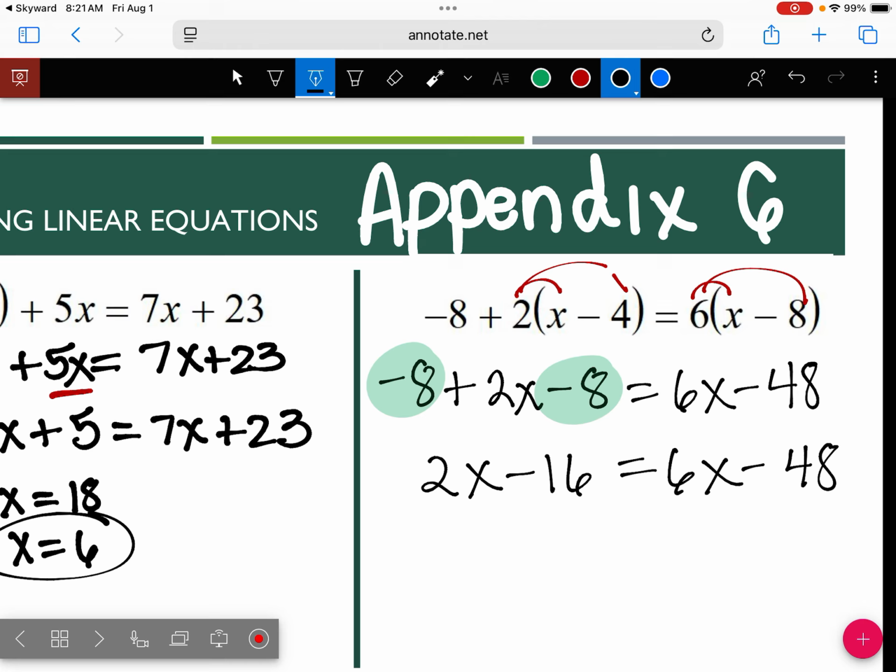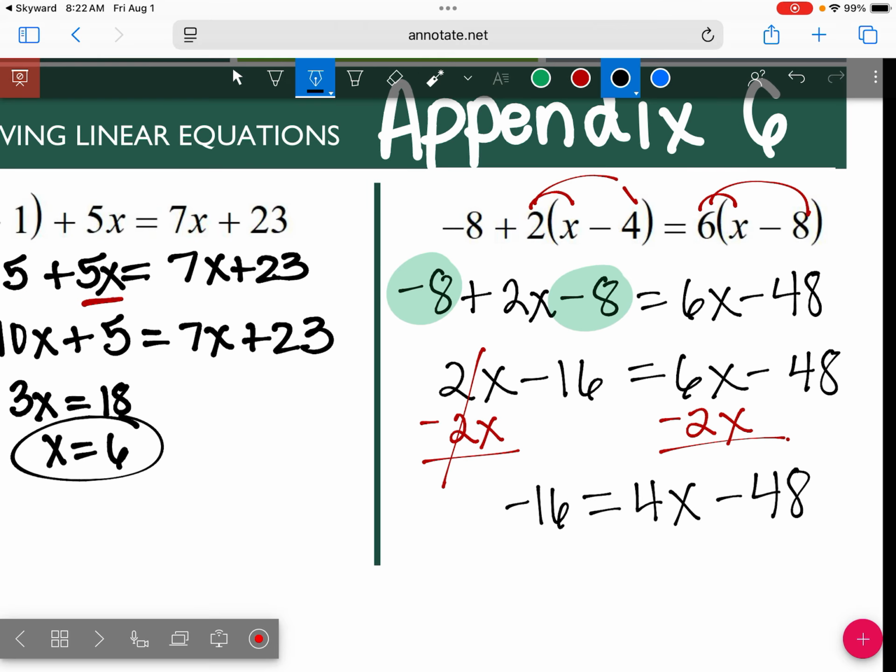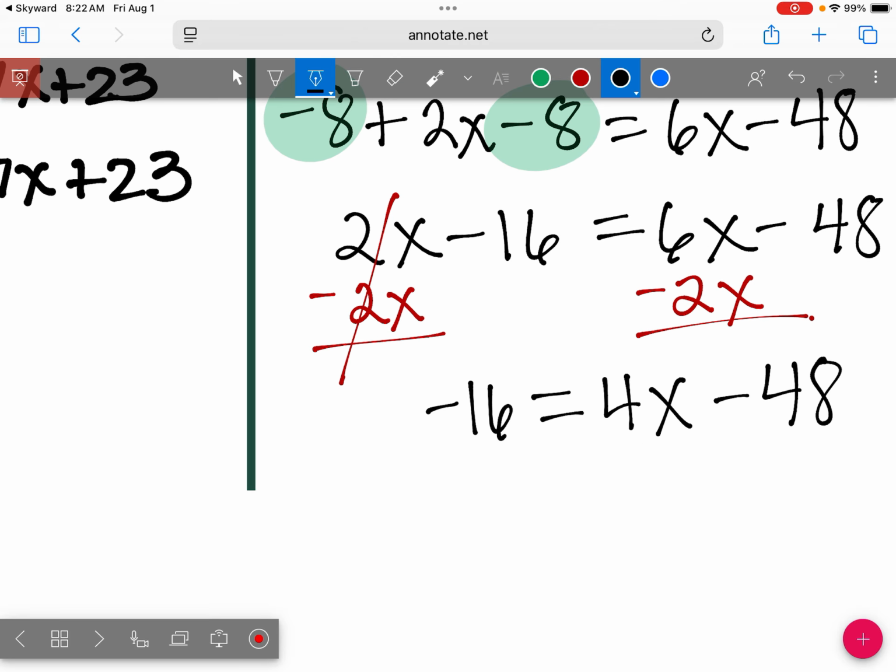From here, you can either subtract the 6 or subtract the 2. I think I'm going to subtract the 2, which is going to give me -16 equals 4x minus 48. And then my next step would be to add the 48.